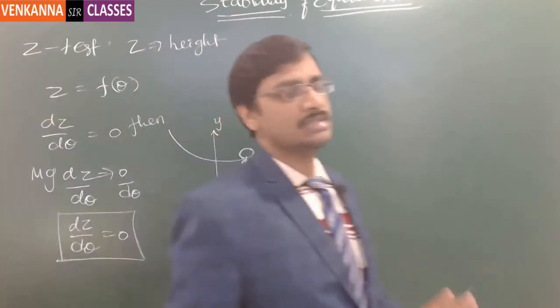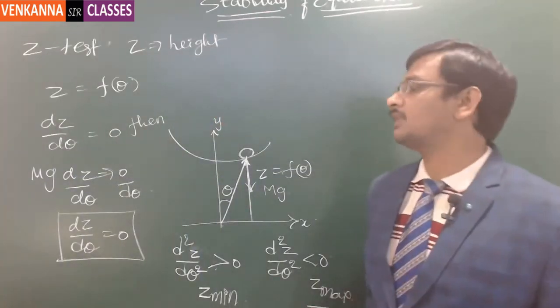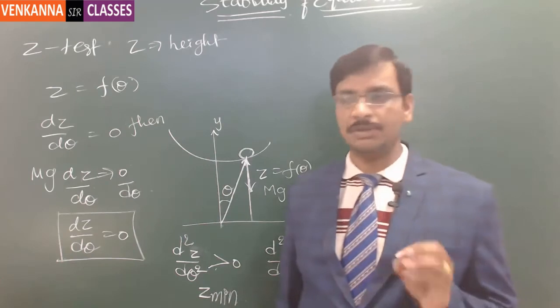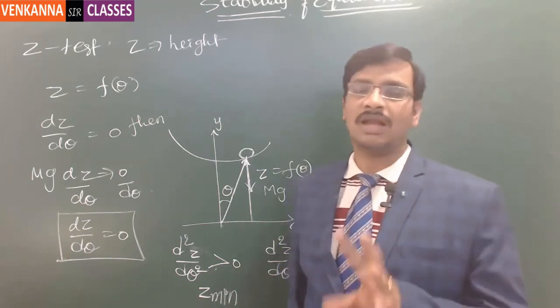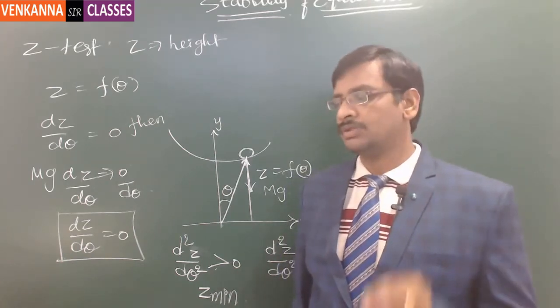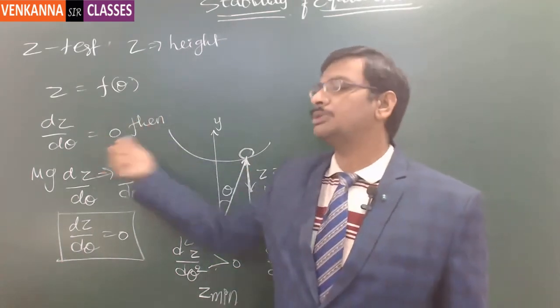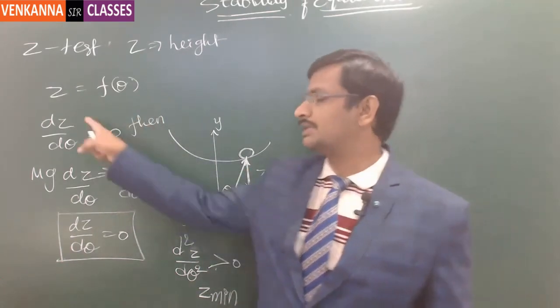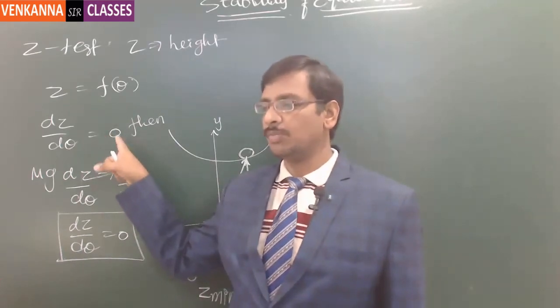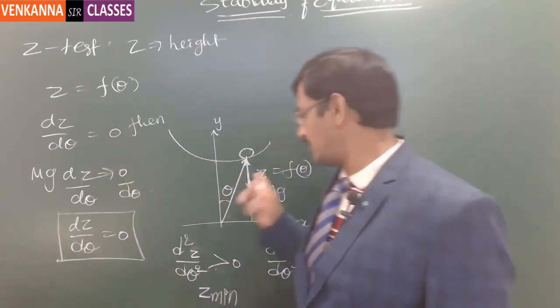So the Z test is what we apply for finding out whether the equilibrium is stable or not, in the case where gravity is the only force. Depending upon the principle of virtual work, we have the condition that dz by d theta is equal to 0, provided z is a function of theta, which you have expressed.